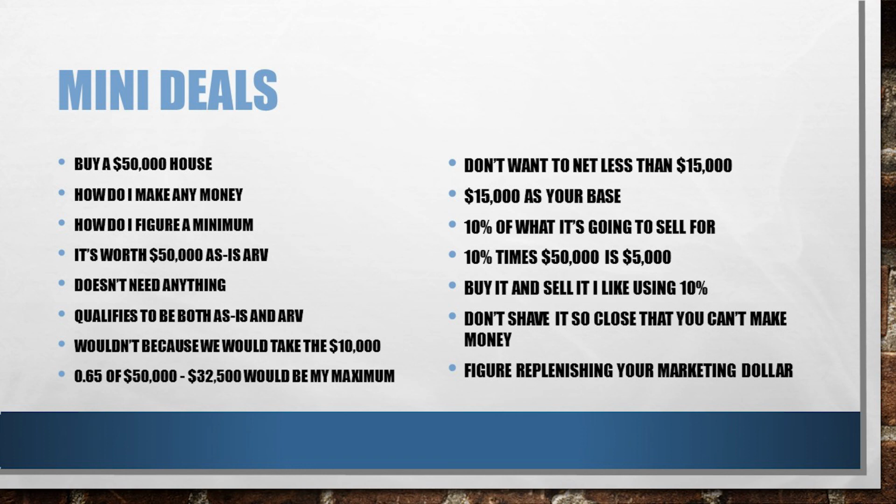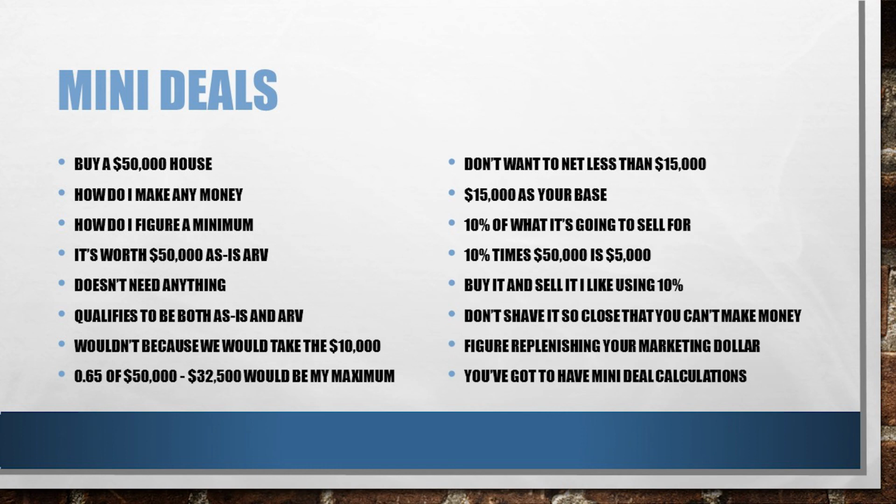I can't offer them 32,500. Now get this one. Remember earlier, I said every time a seller says it doesn't need anything, you use a basis of $5,000. You multiply that by 2, that's 10,000. So in this scenario, if I take $50,000 to get to my as is, I'm going to take 10 off of that, so my as is actually 40. If I take 21,500 off of 40, my maximum allowable offer is 18,500. Whereas if I just took 65 cents off of 40, it's 26,000. So you've got to have mini deal calculations. Really, really important.